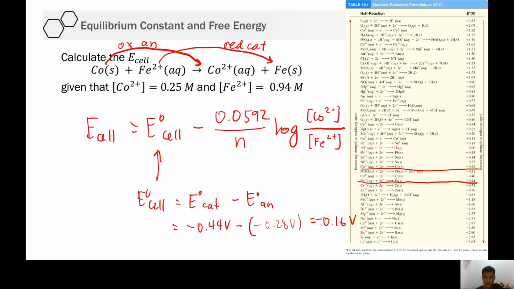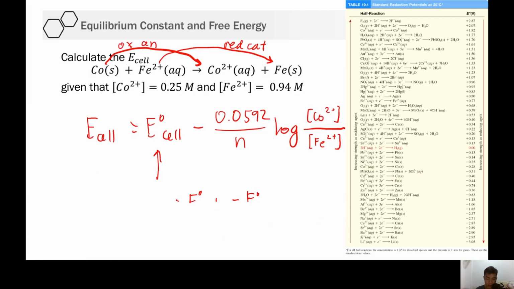So that means the reaction is non-spontaneous. Now we know the E naught cell, that is negative 0.16. Let us plug it in there. How about the N? The N is the moles of electrons. The moles of electrons can be obtained when we balance the equation.